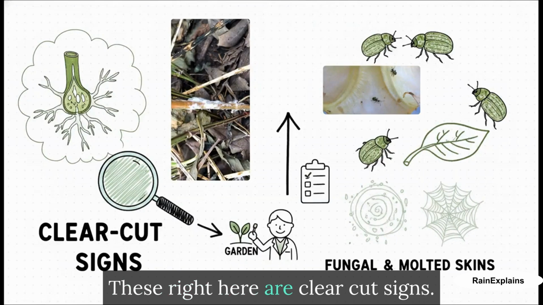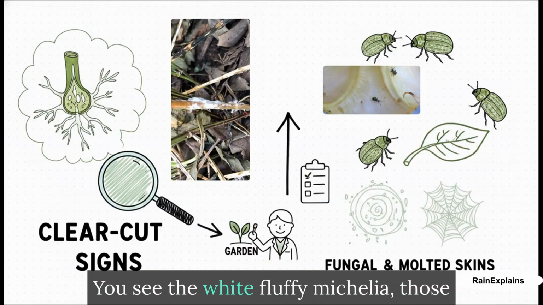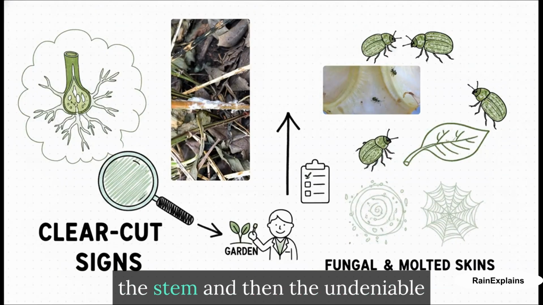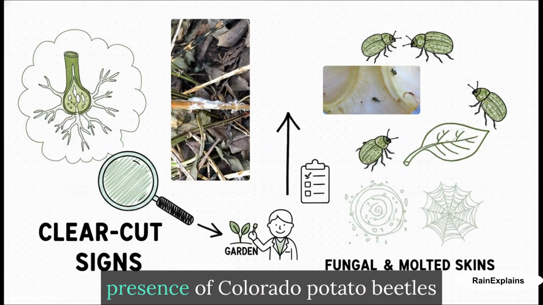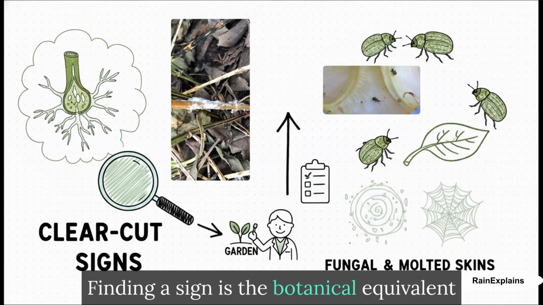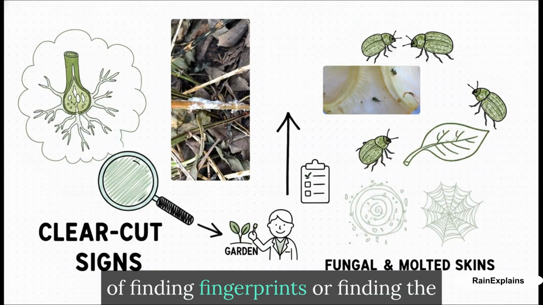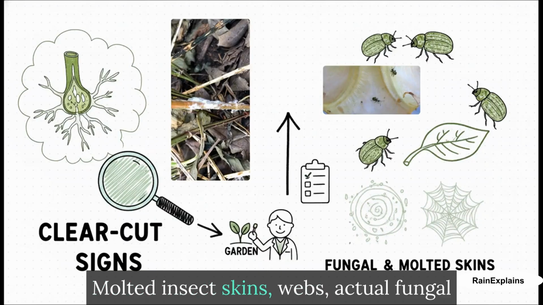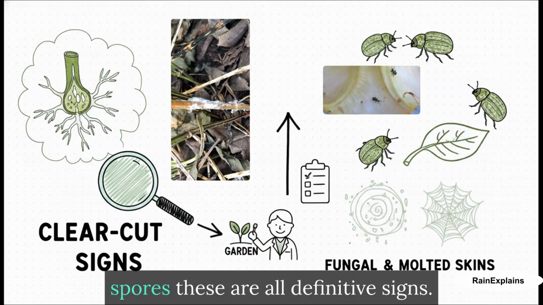These right here are clear-cut signs. You see the white, fluffy mycelia, those fungal threads of mold creeping along the stem, and then the undeniable presence of Colorado potato beetles literally caught red-handed munching away. Finding a sign is the botanical equivalent of finding fingerprints or finding the actual suspect just standing there in your garden. Molted insect skins, webs, actual fungal spores, these are all definitive signs.